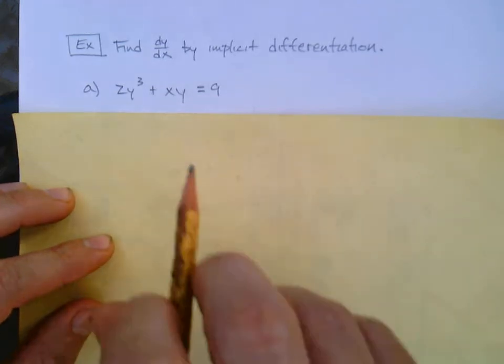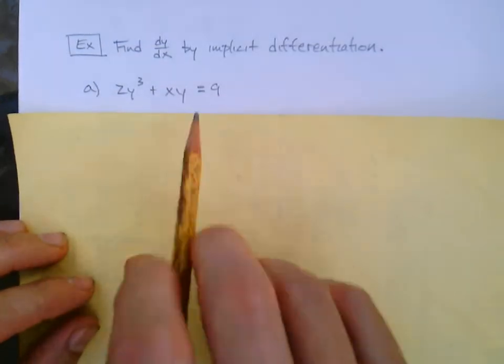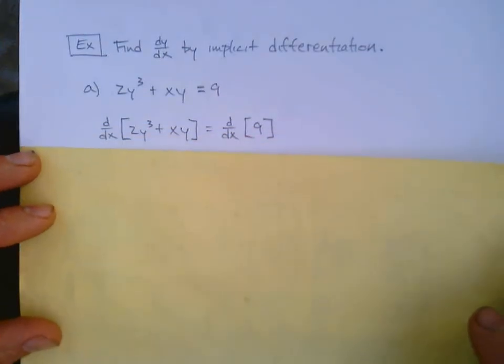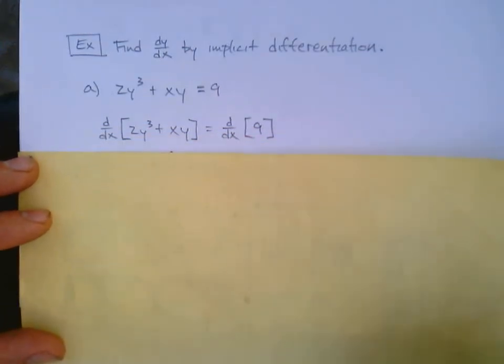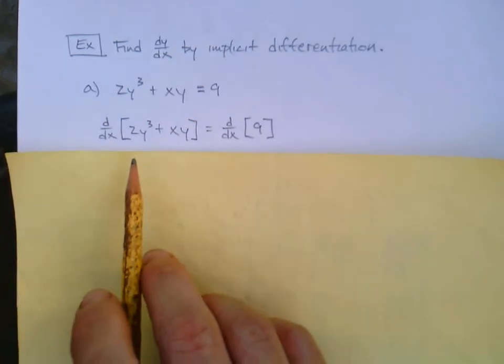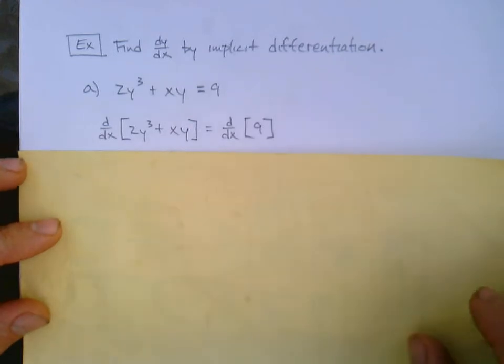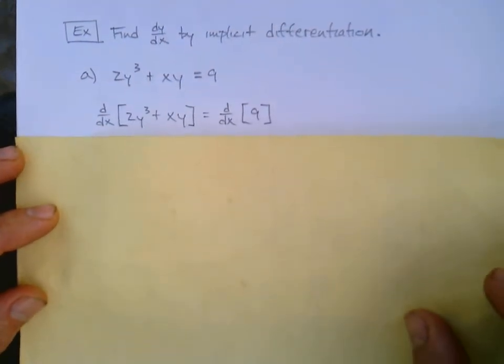Okay, so first step, we need to take the derivative with respect to x of both sides. I'm just going to write this. I think that's a good first step. When you're doing work, especially once you get comfortable, you don't have to write this step. But I think it's a good thing to do in the lecture, slow things down a little bit.